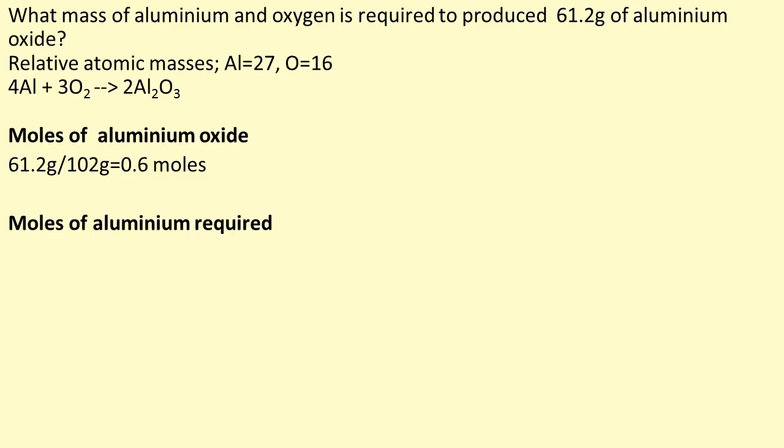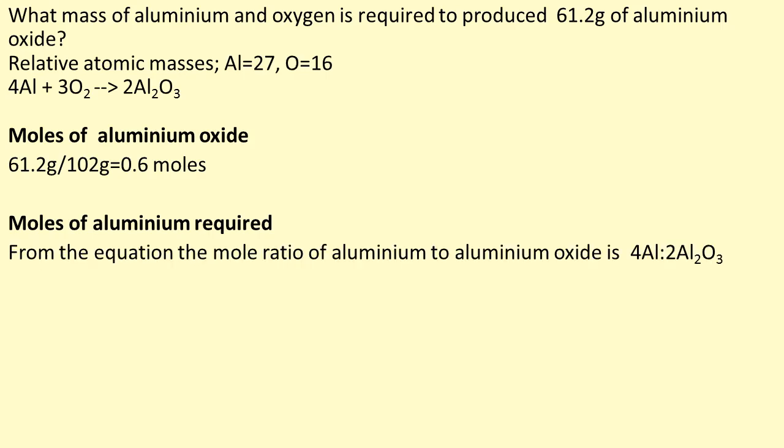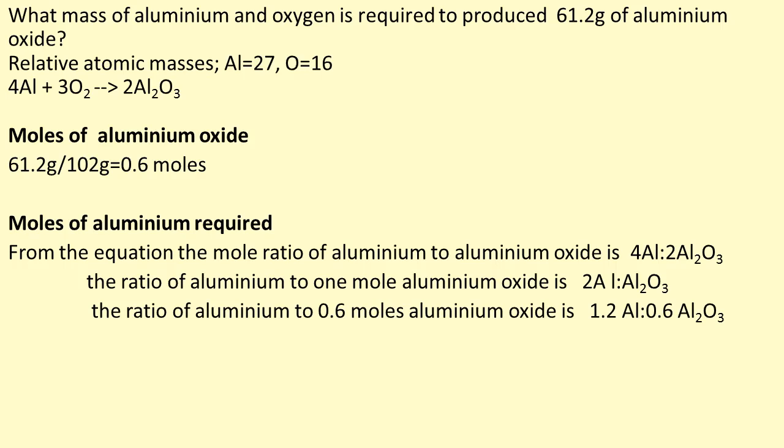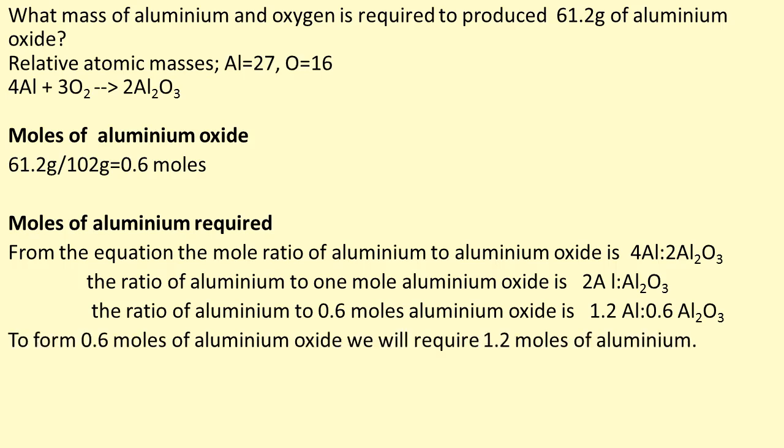Now we can work out how many moles of aluminium are required to form this number of moles of aluminium oxide. From the equation, the mole ratio of aluminium to aluminium oxide is 4 moles of aluminium to 2 moles of aluminium oxide. If we adjust this ratio by dividing both sides by 2, we get 2 moles of aluminium to 1 mole of aluminium oxide. We can now multiply this ratio by 0.6 to get the fact that 1.2 moles of aluminium will be formed from 0.6 moles of aluminium oxide. So to form 0.6 moles of aluminium oxide, we will need 1.2 moles of aluminium.